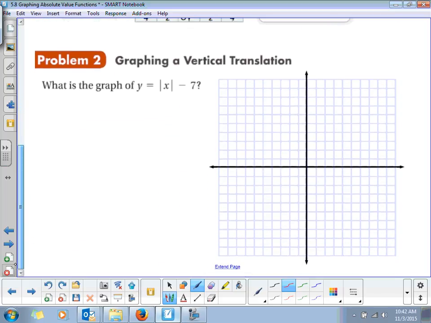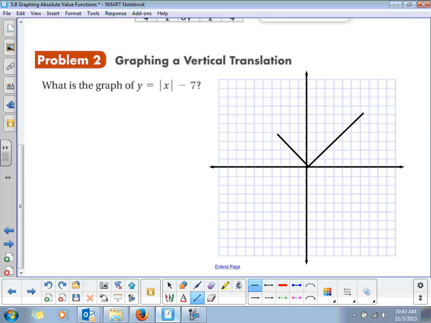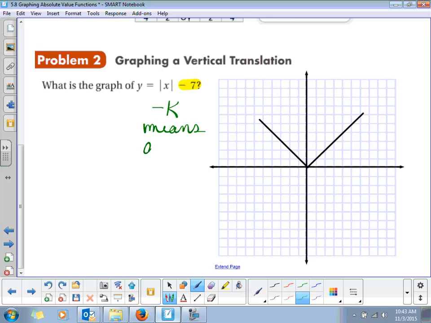So, problem 2 says, what is the graph of y is equal to the absolute value of x minus 7? The first thing, again, that you're going to look at is where is your parent function? Parent function is always at 0. Very good. Just get that straight. All right. So there is our parent function. If I have a negative k, what does that mean? Which way are we going? Very good. So negative k means down. Okay? And how many units are we going down? 7. So from here, we're going down 1, 2, 3, 4, 5, 6, 7.